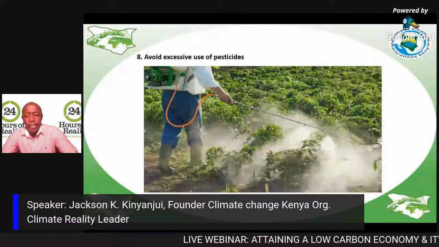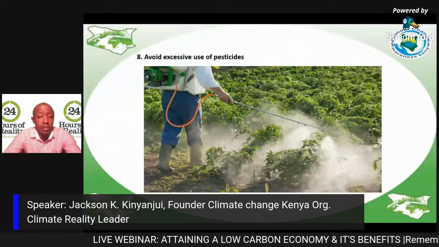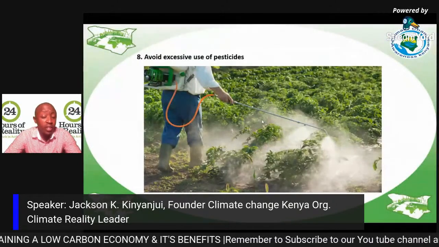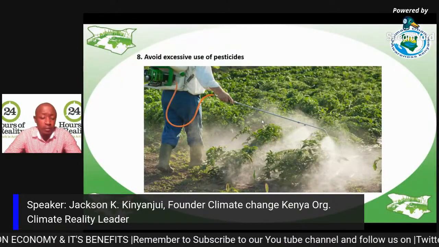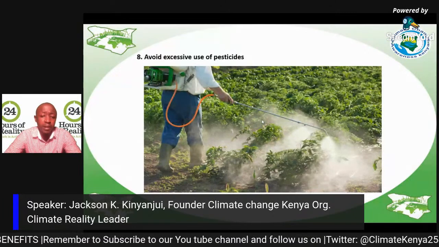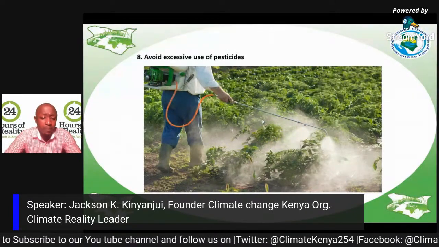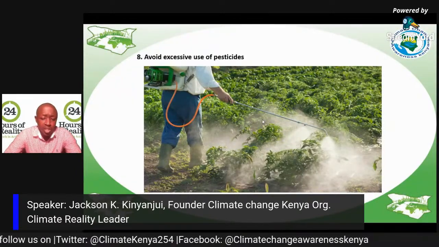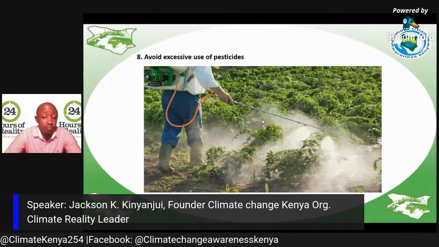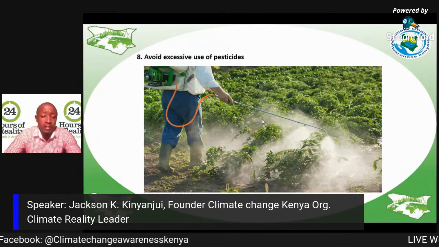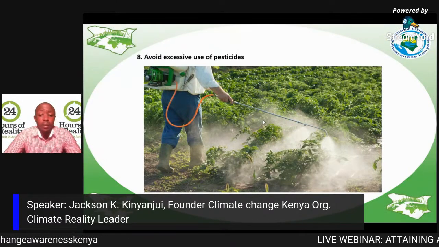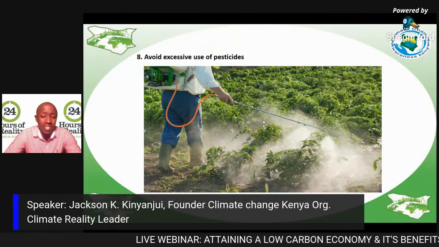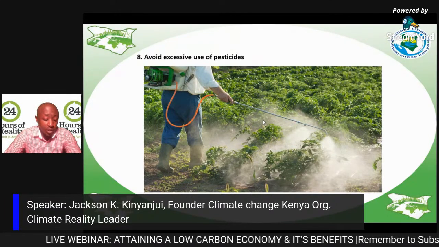Number 8, we should aim at avoiding excess use of pesticides and chemical fertilizer. We are advocating for the use of organic fertilizer, which is eco-friendly and which helps the soil improve its carbon sequestration potential, instead of pesticides and chemical fertilizers, which kill the organisms found within the soil that help the soil improve its carbon sequestration potential.